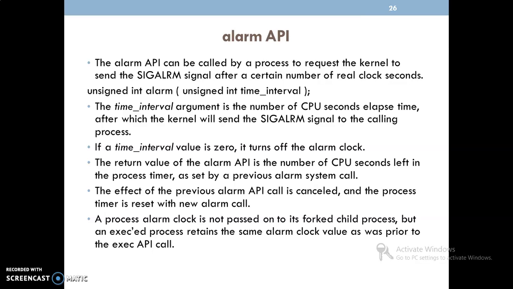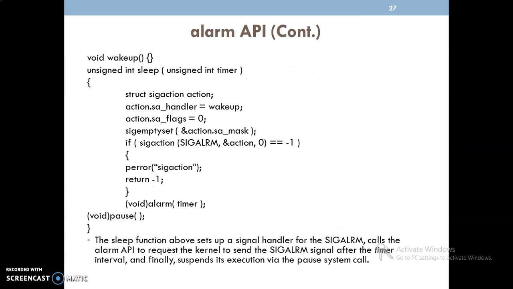Now the alarm API. As the name indicates, the alarm API is usually used to generate the alarm signal after a certain number of clock seconds. It takes a time input. Let's say, for example, I give 30 seconds, then after 30 seconds the alarm signal will be generated. So the purpose of using the alarm API is to generate the alarm signal after a certain interval of time. This is a simple example with respect to the alarm API.